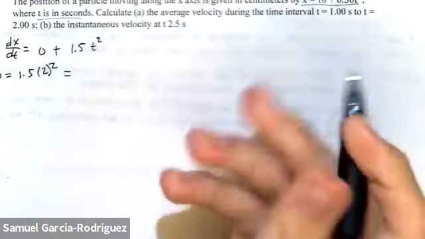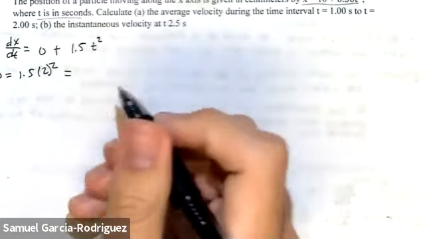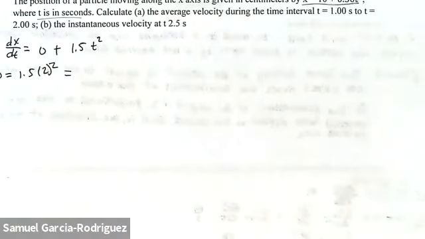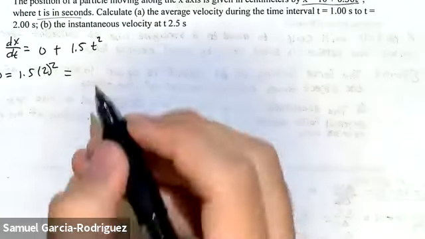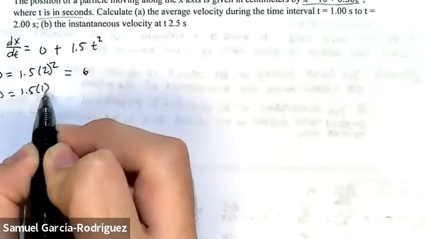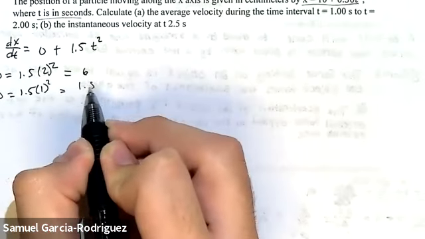2 squared is 4. 4 times 1.5 is 6. I probably should have brought my calculator out beforehand. And then V of, what is it, 1? Equals 1.5 times 1 squared, which is equivalent to 1.5. What are you going to do with this? Subtract them? So am I doing 6 minus 1.5 or 1.5 minus 6? Why is that? Yes, so it's final minus initial.